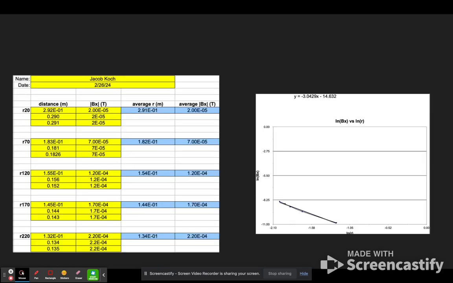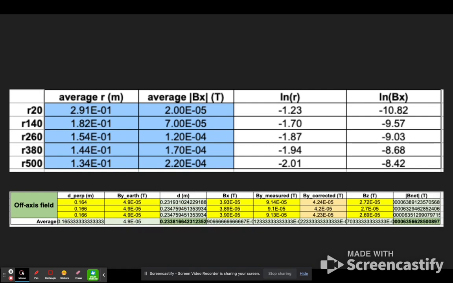Here are some of the calculations that we got, and you can see there is a correlation in the right graph: the farther you get from the magnet, the less the magnetic field is. Here are some more calculations we did.